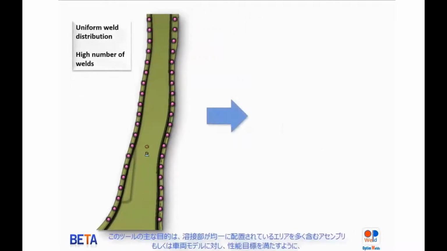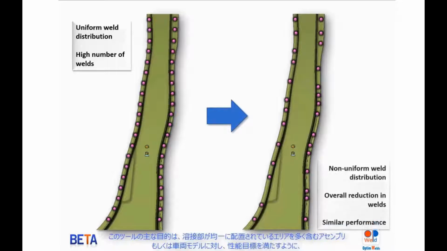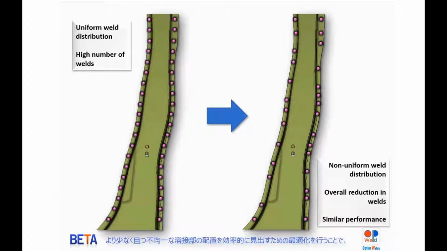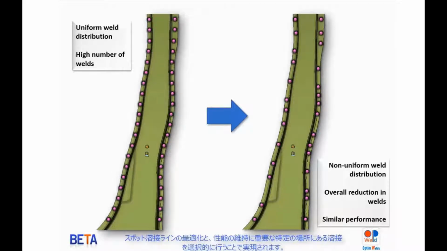The main idea of the tool is to take an assembly or full vehicle model with a large number of uniformly distributed welds and optimize it to find a more efficient, non-uniform distribution with fewer welds, while still meeting our performance targets. This is achieved by performing a combination of spot weld line optimization along with selectively realizing welds in specific locations that are critical to model performance.